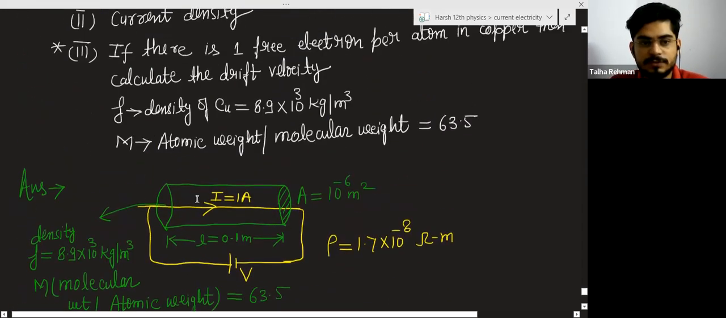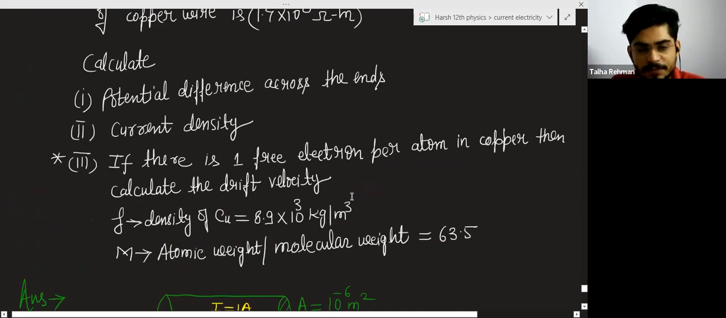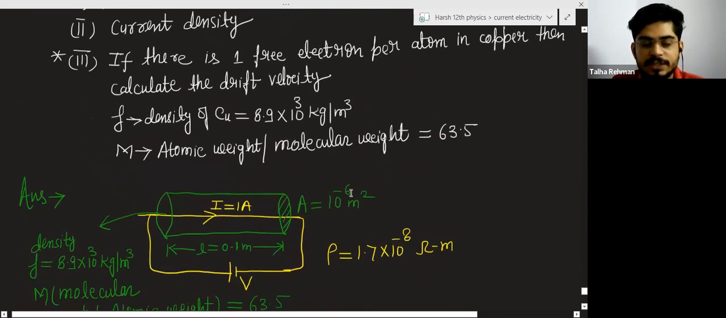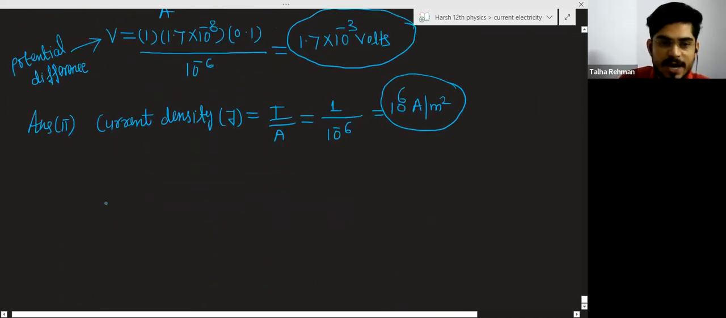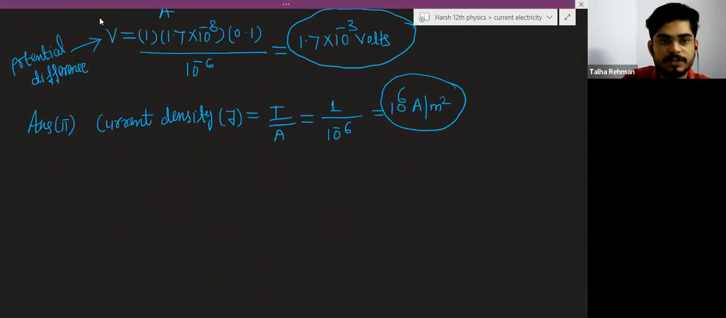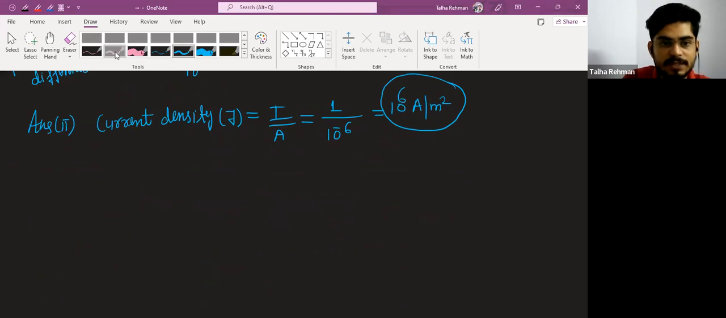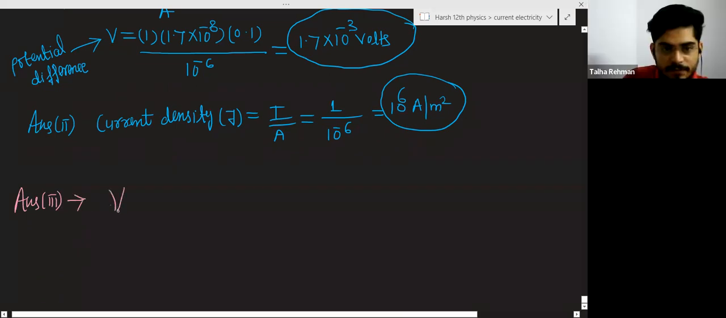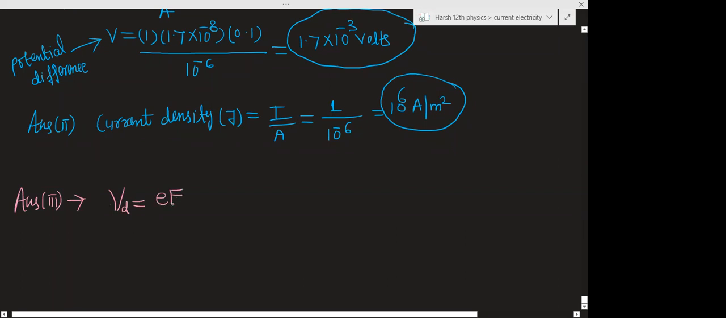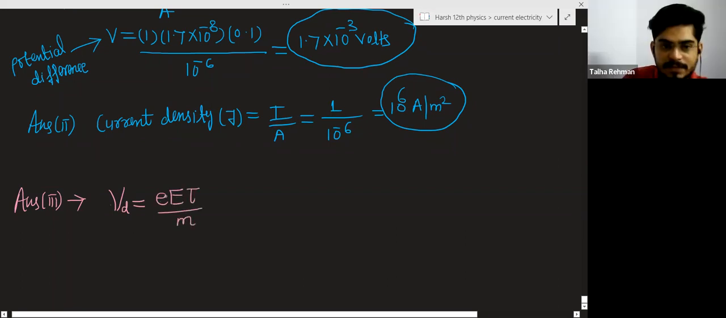Now, this is a good question. We have to find the drift velocity. So see how I will calculate the drift velocity. We have many formulas. You have the formula of drift velocity like this: v is equal to E e tau divided by m.